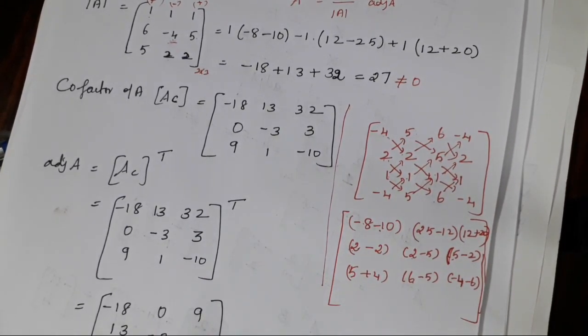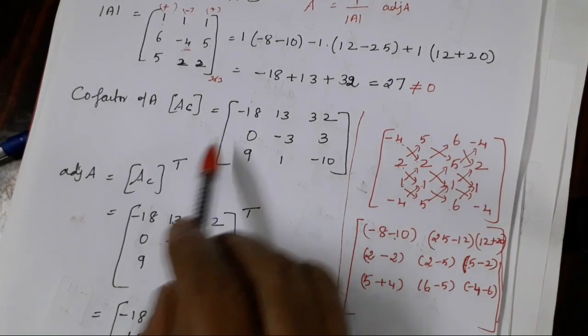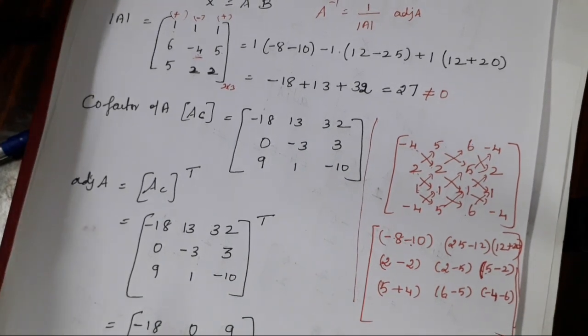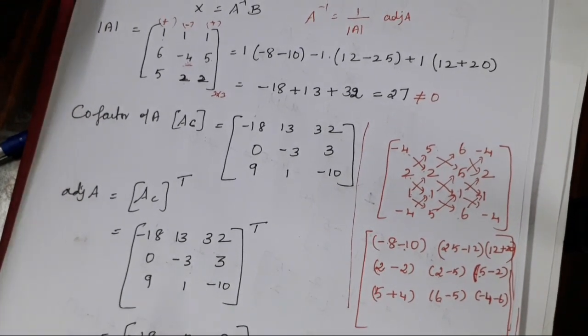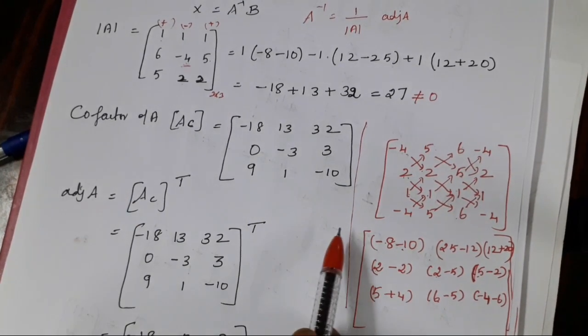If it is very easy, follow it as per your interest. So first we find the cofactor, next we find the adjoint. This is a 3 by 3 matrix. For a 2 by 2 matrix there is an easy method: just interchange the main diagonal and change the sign of the other diagonal. For a 3 by 3 matrix, we follow this method.